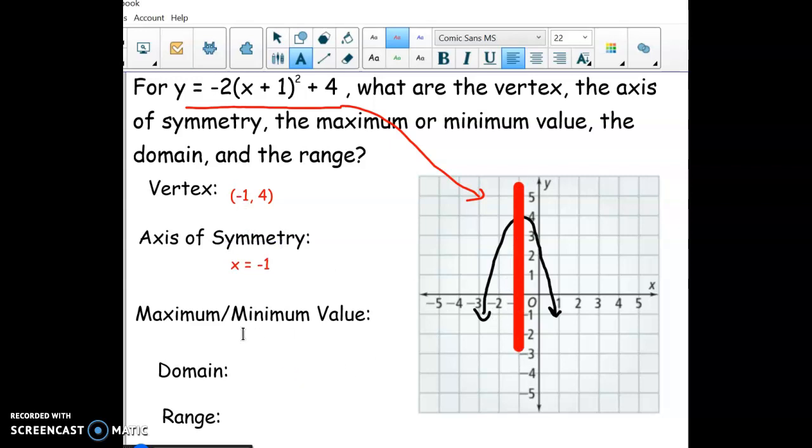All right, we do have a max this time. Okay, and our max is like the y-coordinate, and the highest our parabola goes is 4. So we have a max of 4.